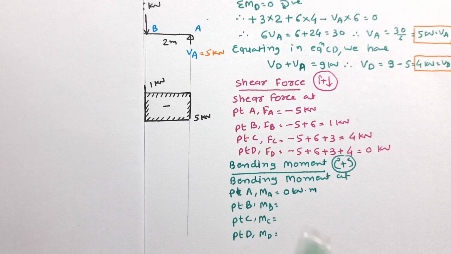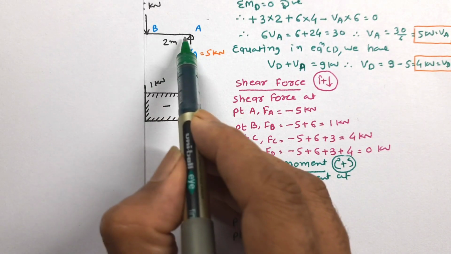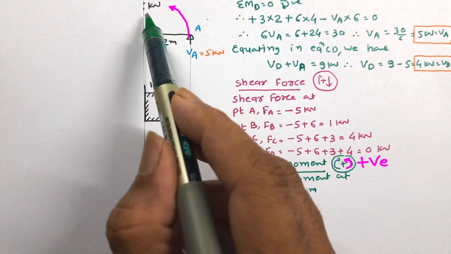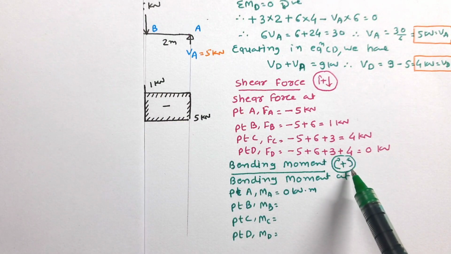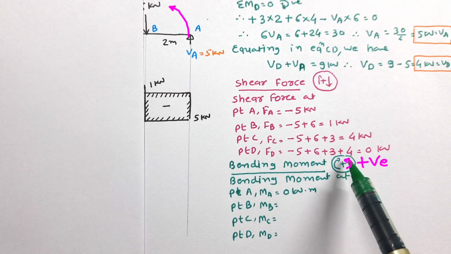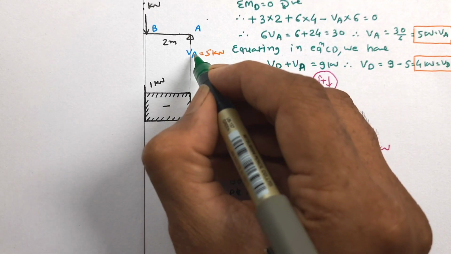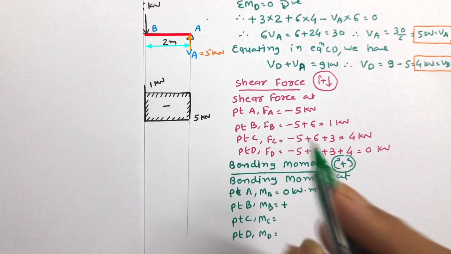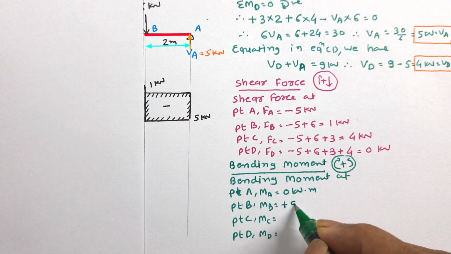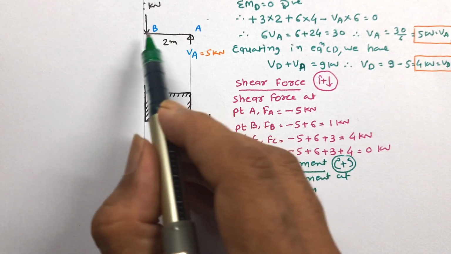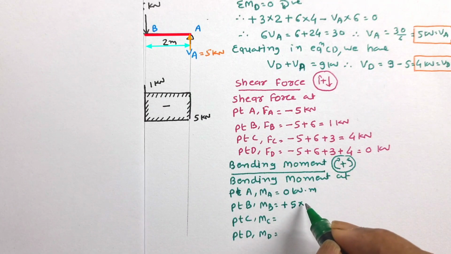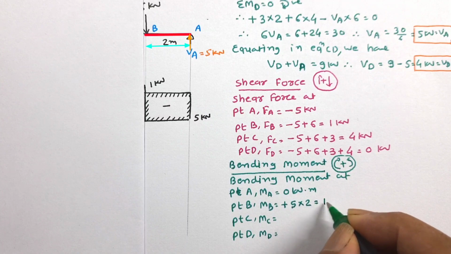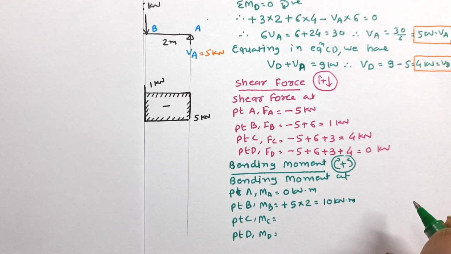Moving ahead, now we work out bending moment at B. So here this force will cause bending moment in this direction, means anti-clockwise direction. And if we start from right hand side, anti-clockwise is positive. So moment due to VA will be positive. Force is VA, that is 5, and distance of VA from B point, that is 2. So here there will be bending moment of 10 kilonewton into meter.